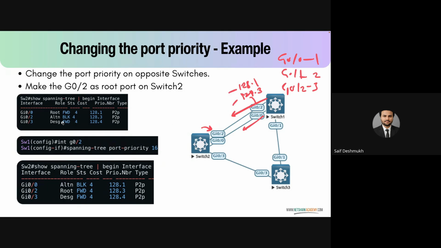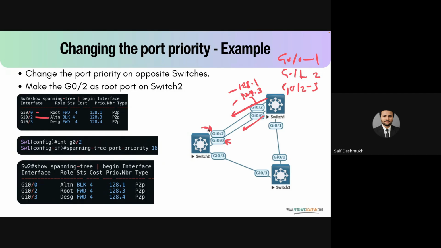Switch 2 is choosing, which is also the same as in the earlier case. It is going to prefer the lower interface definitely, because it is just a tie-breaker. But in this case I want gigabit 0/2 to become the root port. Otherwise, 0/2 is an alternate port in blocking state.